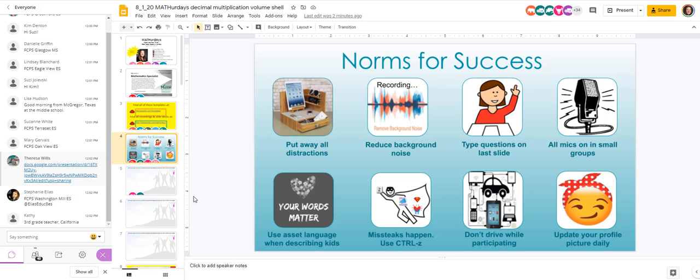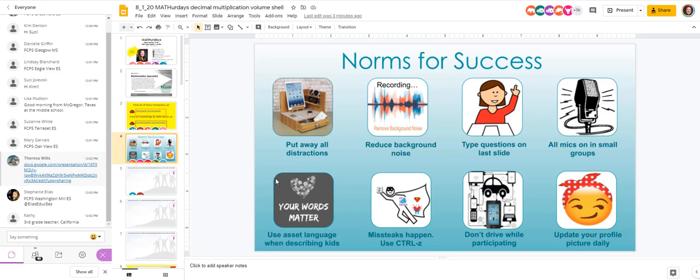Our norms for success are on slide 4. Today, make sure you put away all distractions. You're actually going to engage just like students would, but I promise not to treat you like a young child. I'll treat you like the adult you are, with all the knowledge that you bring in. We are recording, so reduce or eliminate any background noise. Questions are so important. I plan to address many of them in the session, but just in case I don't, as they come up, please type them on the last slide. And I can see we already have at least one question there.